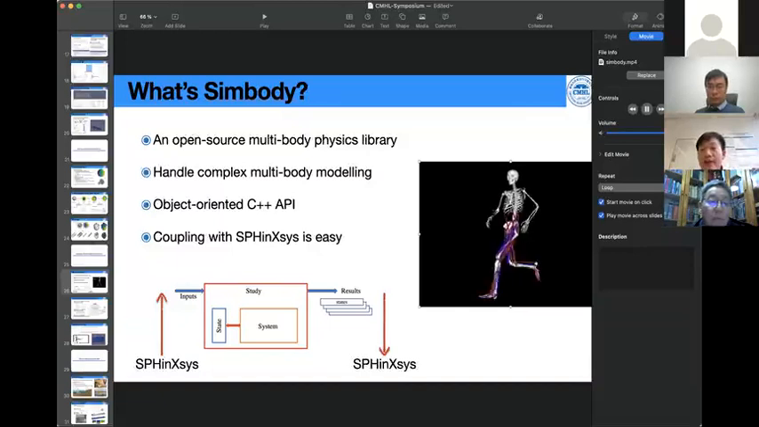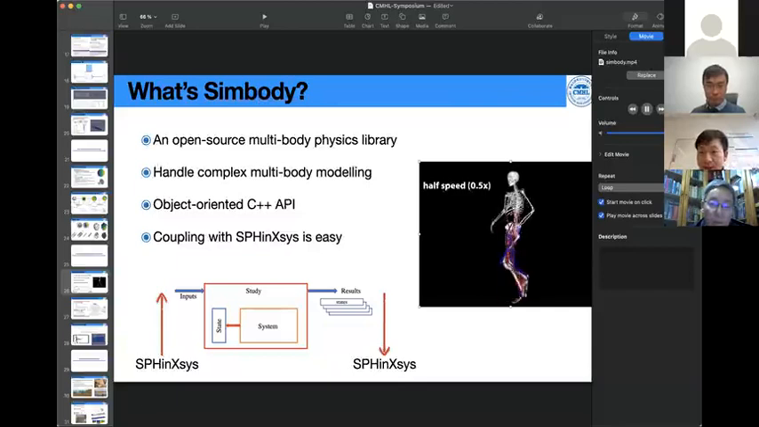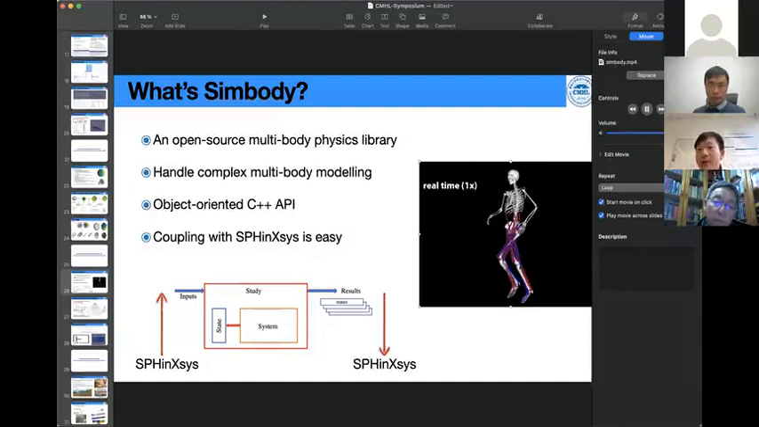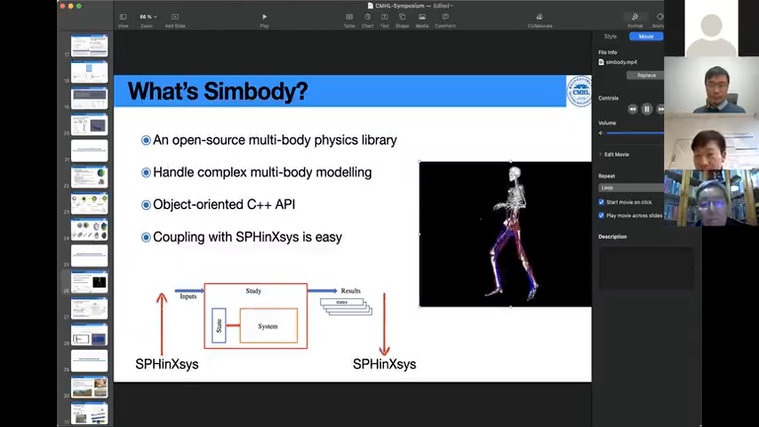The SPHinXsys physics will calculate the fluid dynamics and then compute the force interacting with the solid body, and then we send all this force to the same body, and the same body will control the solid dynamics. For example, it will receive the total force and the total torque from SPHinXsys, and then update the state of the multi-body dynamics, and then send back the new state, and SPHinXsys can update the new position of the solid particles. So in this way, we can simulate the fluid interaction with the multi-body problem. That's just what we want to do.